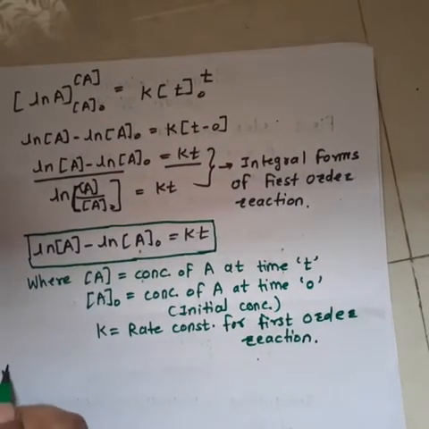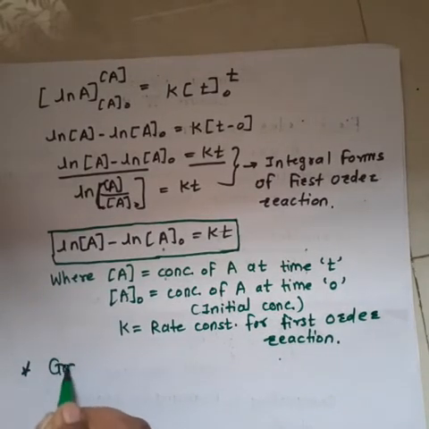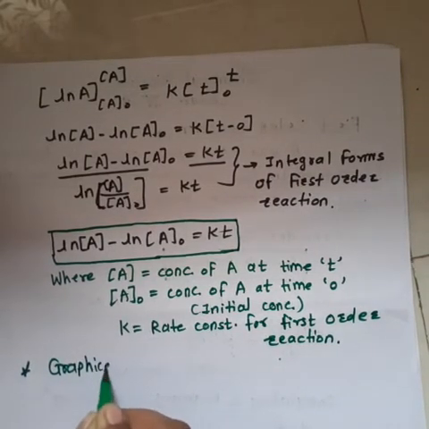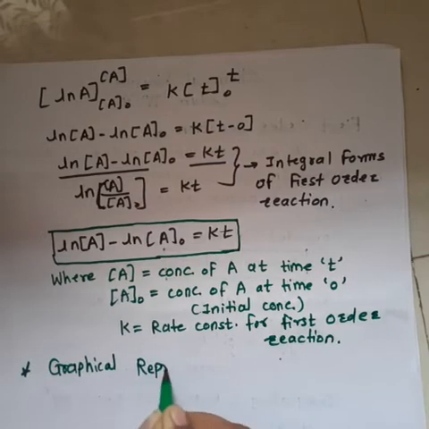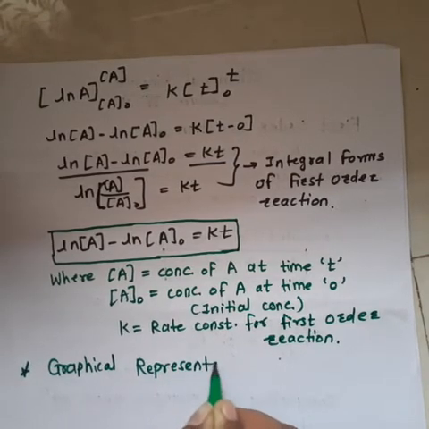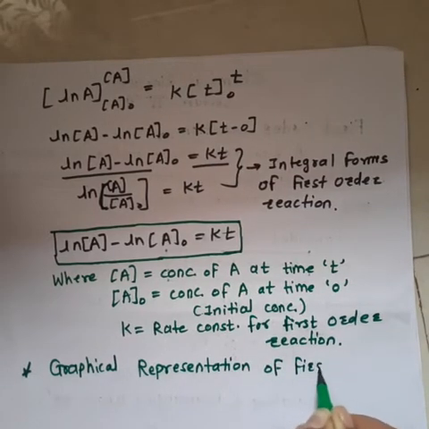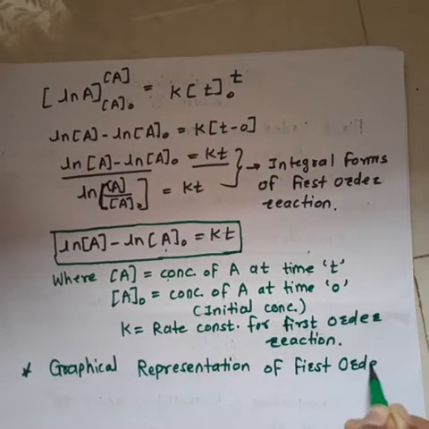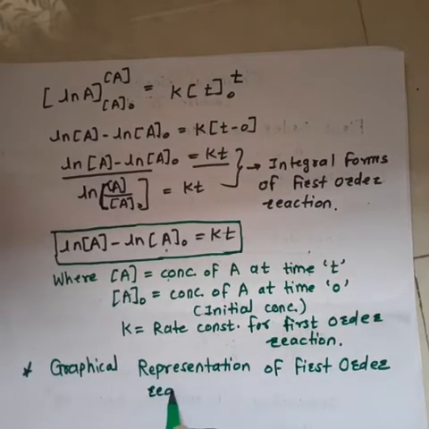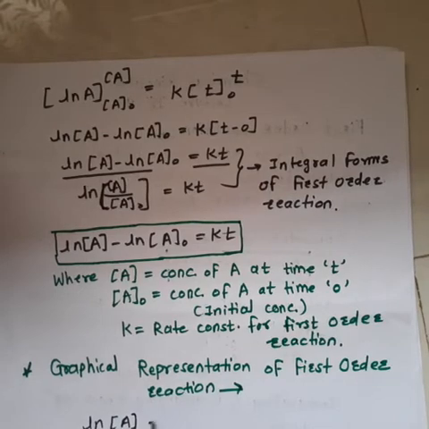So next point is the graphical representation of first order reaction. If we write the expression of first order reaction, it is ln of a minus ln of a0 is equal to k into t.